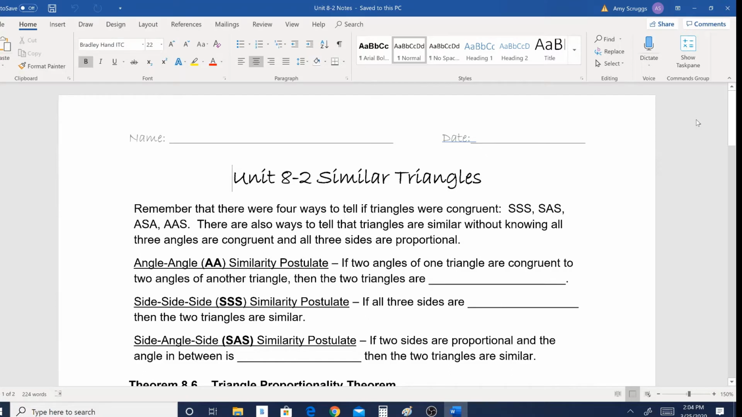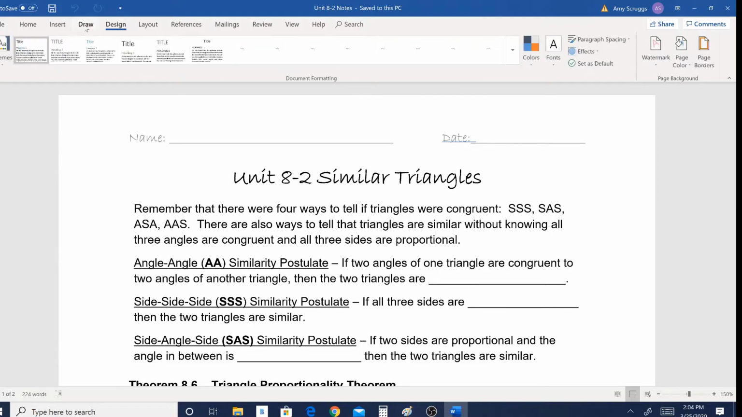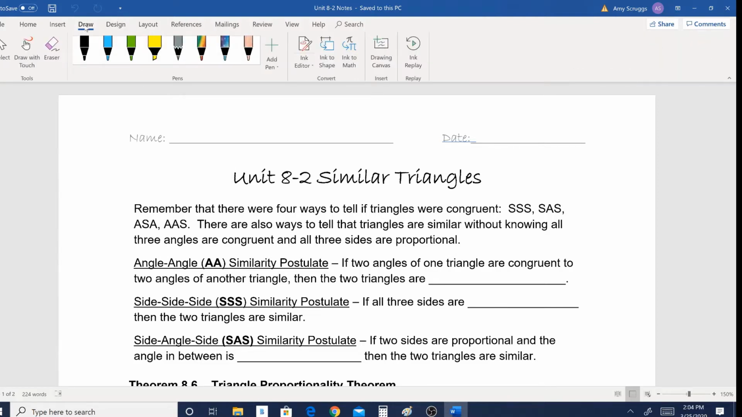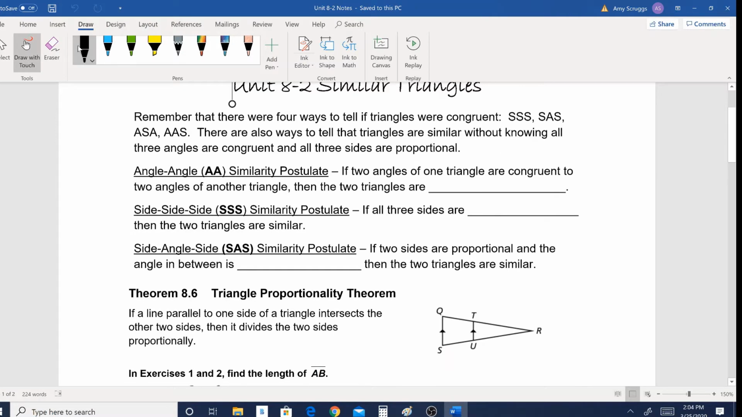Okay, back at it again with section 8-2, and today we're going to zoom in and talk about just similar triangles. So 8-1 was about similar polygons just in general, like all of them, and this is just specifically about triangles, okay? So to start off with, I'm sure you guys remember those 5 congruency theorems that we talked about.